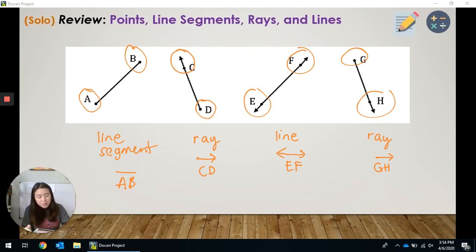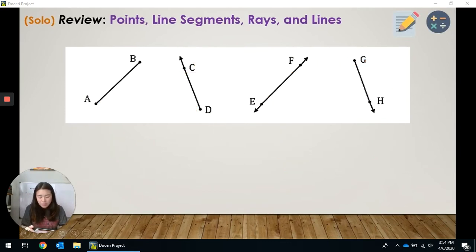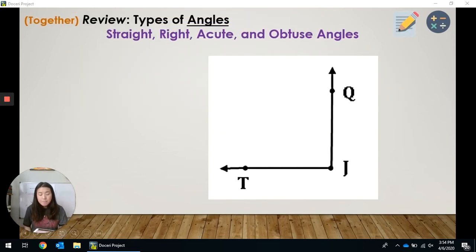The next thing we want to review was angles. Okay. So an angle, the word angle, is when two rays, lines, or line segments come together. Okay? So let's take a picture here. Let's look at this picture that we have on the screen right now.